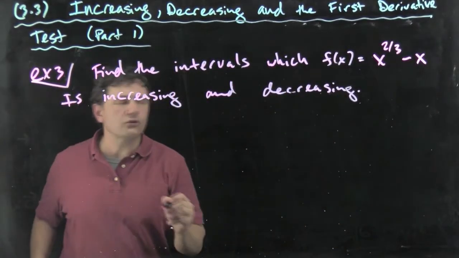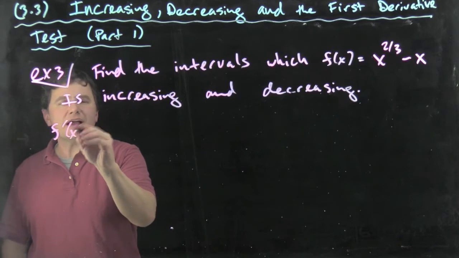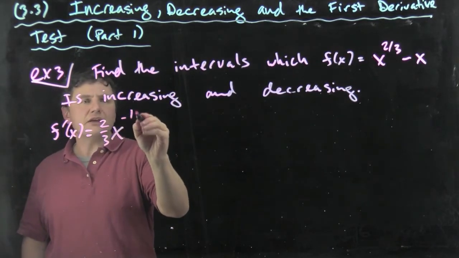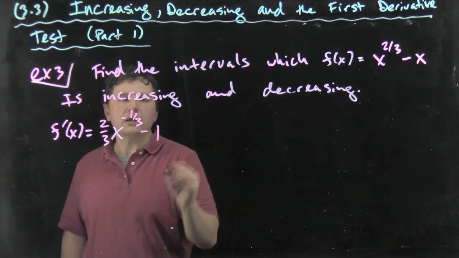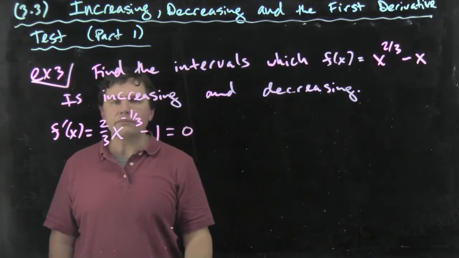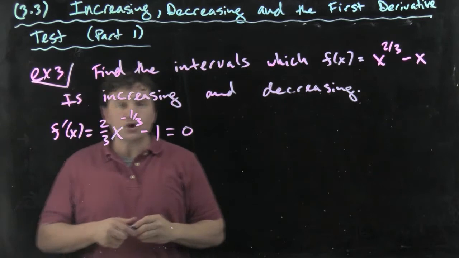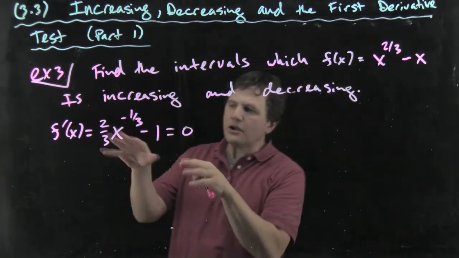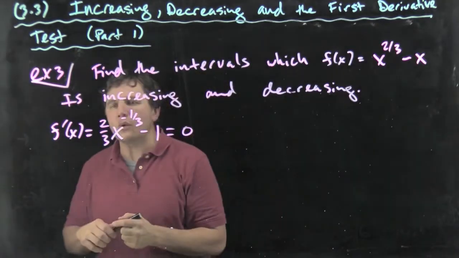Okay, so let's look for those critical points. So f prime of x is equal to 2/3 x to the negative 1/3 minus 1. We want to know when that's equal to 0. Now, when we were actually churning out derivatives, we would leave things like this. But now we want to simplify because we have to work with this. We have to figure out what's going on here.